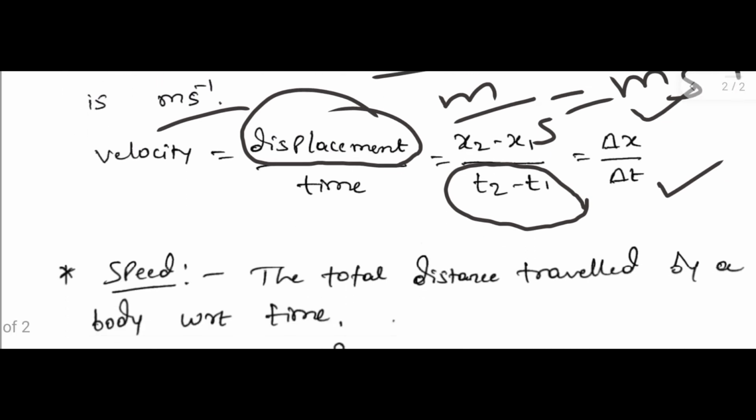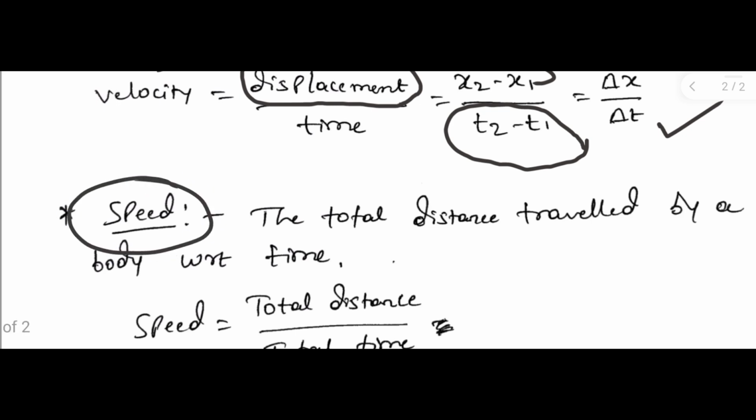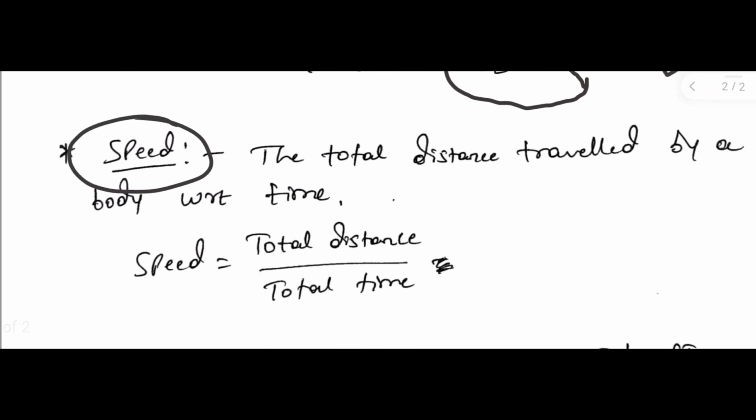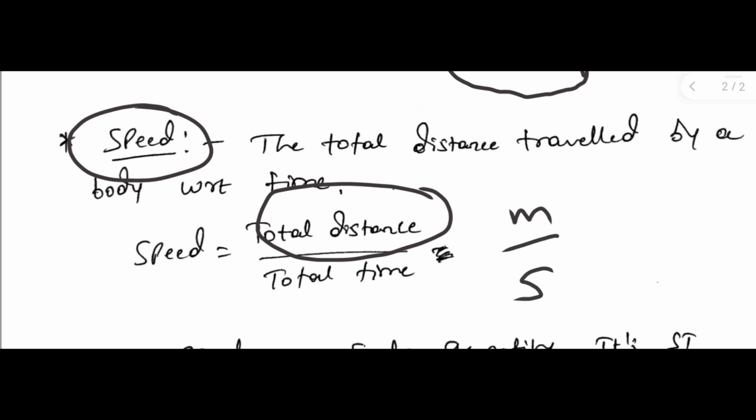In the same way, next we will discuss speed. Speed is also a physical quantity. Here the speed definition is the total distance traveled by a body with respect to time interval. The formula is total distance or total path length divided by total time. Here distance is also measured in meter and time is measured in second. The SI unit of speed is meter per second.